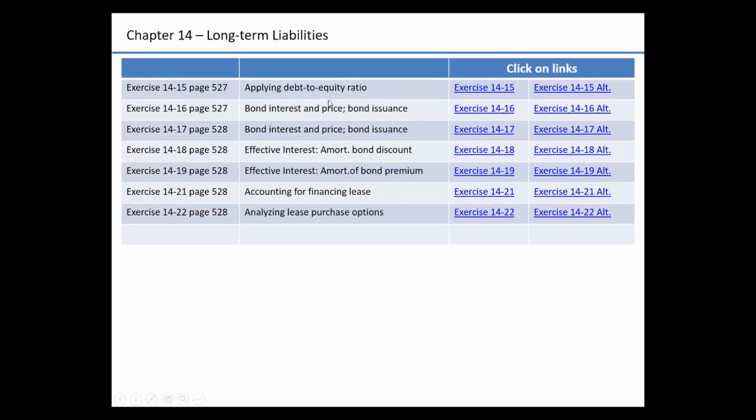We'll apply the debt to equity ratio. Montclair Company is considering a project that will require a $500,000 loan. It presently has a total liability of $220,000 and total assets of $610,000. And so the first thing we'll do is compute Montclair's present debt to equity ratio, and then we will compute the debt to equity ratio, assuming that it does borrow the $500,000 for the project.